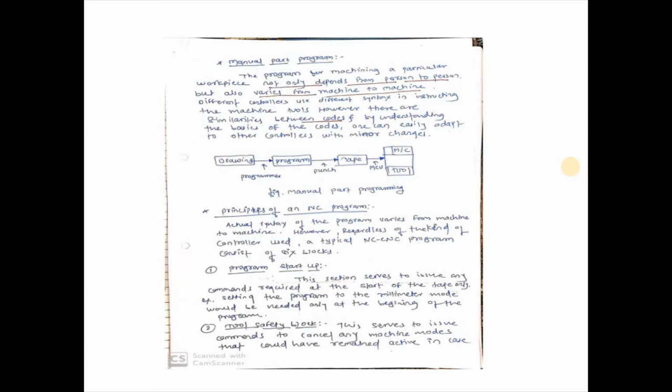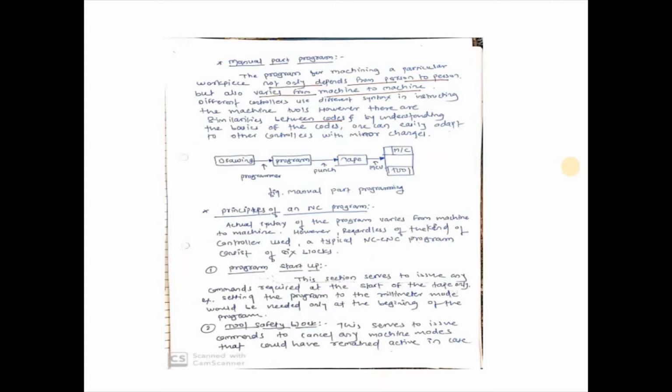First, that is manual part program. In that we will see the definition of the manual part program. What is the actual manual part program? It is nothing but machining a particular workpiece, and it does not depend only on the person, it also varies from machine to machine. In that we are using various G codes, M codes, programming setup, and various machines like CNC, VMC. From that machine we are going to create or manufacture a particular part. For that we are using different machines. So that's why we say it does not depend only on the person, it varies from machine to machine.